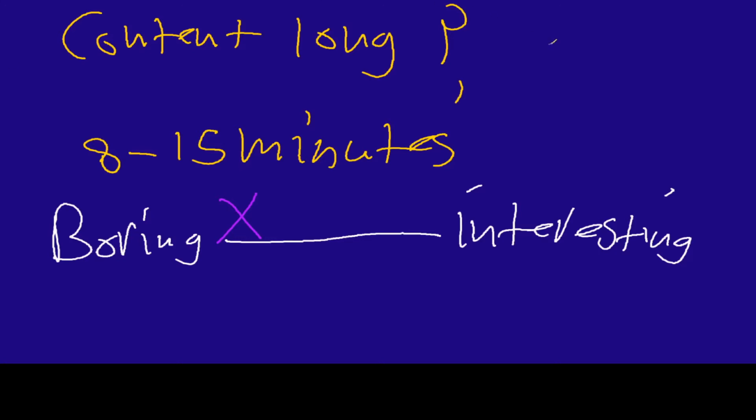We call this chunking. How big of a chunk you can give them has a lot to do with your personality. If you are interesting, you can give them big chunks, 15 minutes, 20 minutes. Hey, if you're really good, maybe even 25, but I doubt you're that interesting. If you're not so good, if you're more on the boring side, you have to give it to them in small pieces because you're putting them to sleep.